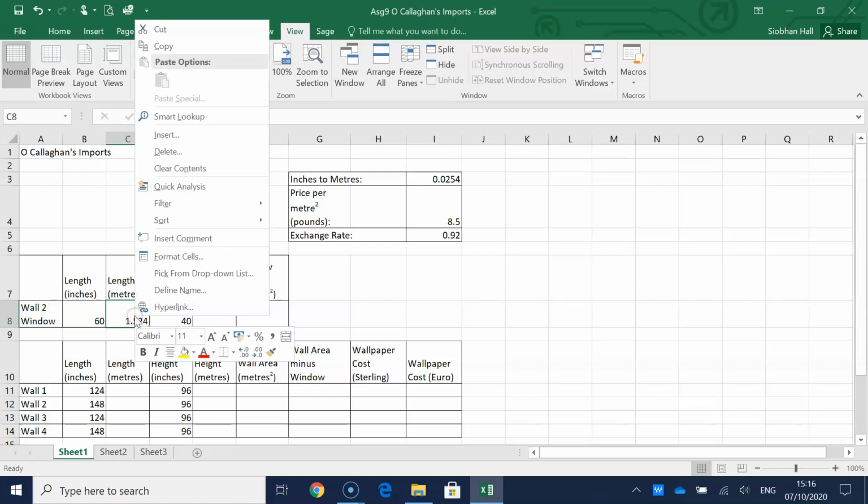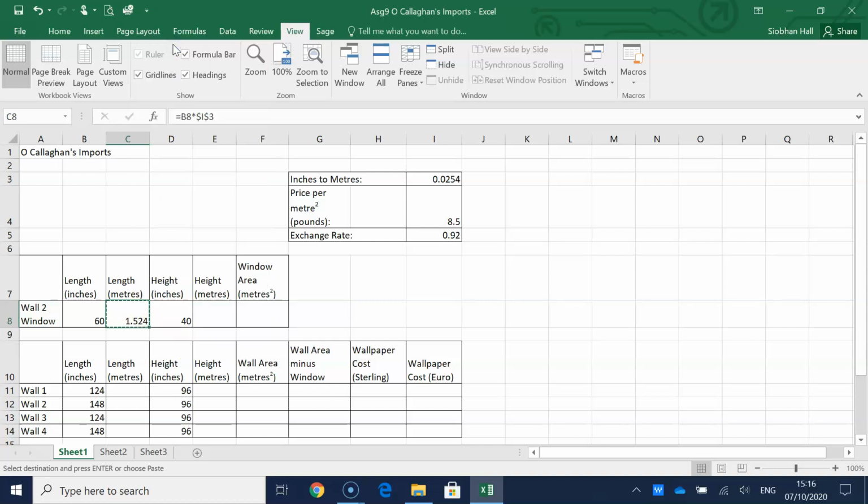If I copy that formula into E8, it will do the conversion for the height as well. In that case, the formula is referring to D8, which is the height in inches, by I3, which is the conversion factor up here. So because we said I3 as an absolute cell reference with dollars on it, we were able to copy the formula.